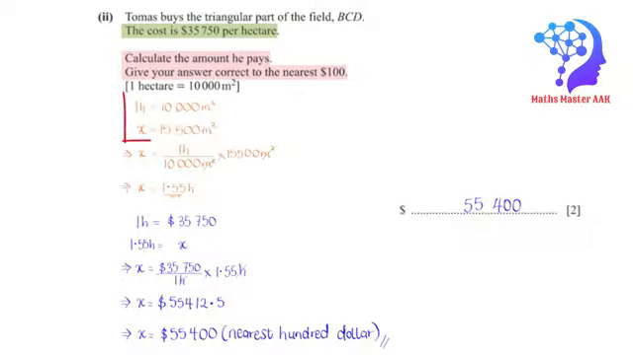So first, let's set up our ratio to convert 15,500 meters squared into hectares. When we do this, we get 1.55 hectares. So if 1 hectare is equal to $35,750, then 1.55 hectares will be at a value which we are going to represent as X. And so from our conversion ratio, we have X is equal to $35,750 divided by 1 hectare times 1.55 hectares. This gives us $55,400.